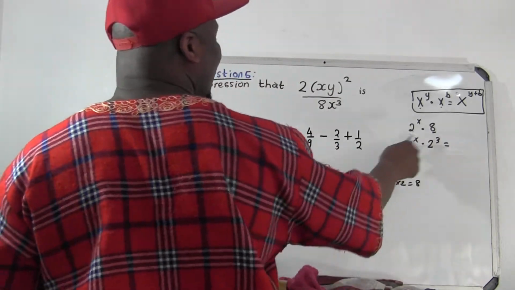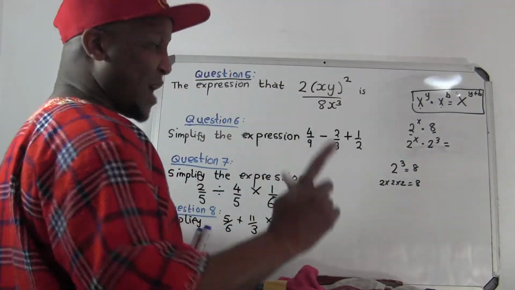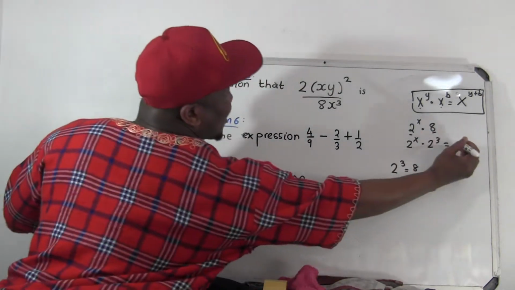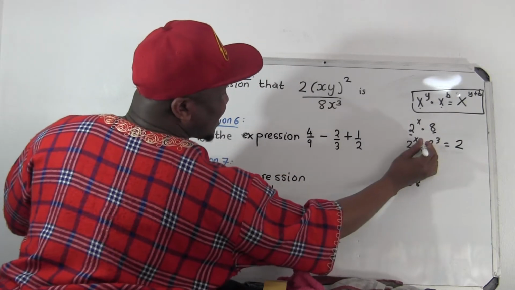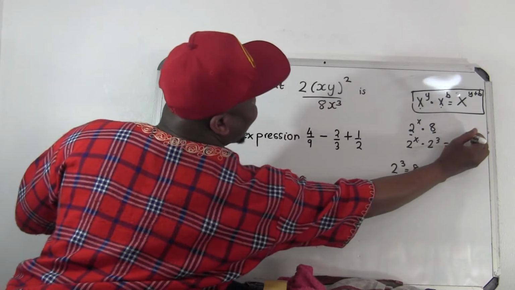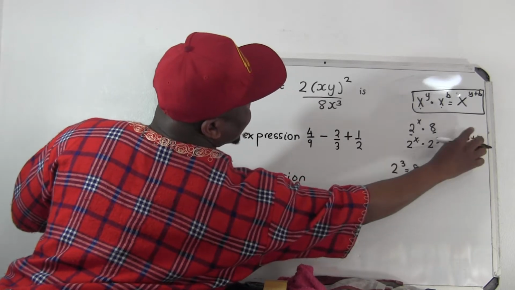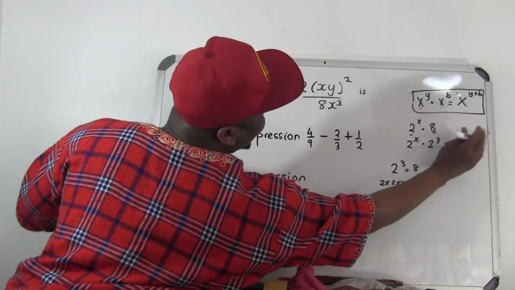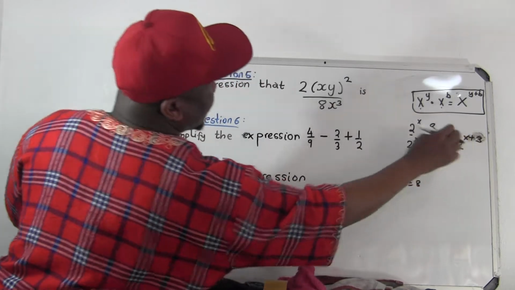So for that case, you see the bases are the same. I'm only going to write one base according to the rule, and since there's a multiplication, I add 3 plus x, or x plus 3, either way. You know what I'm saying?